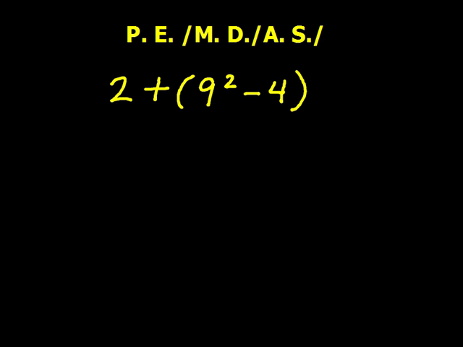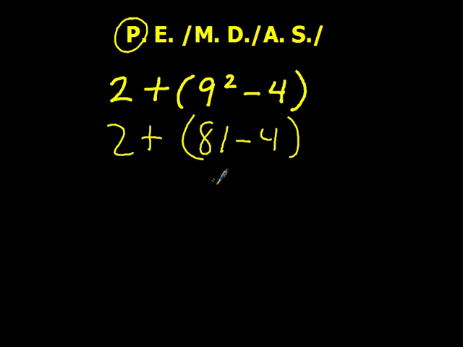Next, we'll look at some more parentheses work here. We always do what's in parentheses first. So we have 9 squared is 81 minus 4. Then we have 81 minus 4 is 77. And then 77 plus 2 is 79.